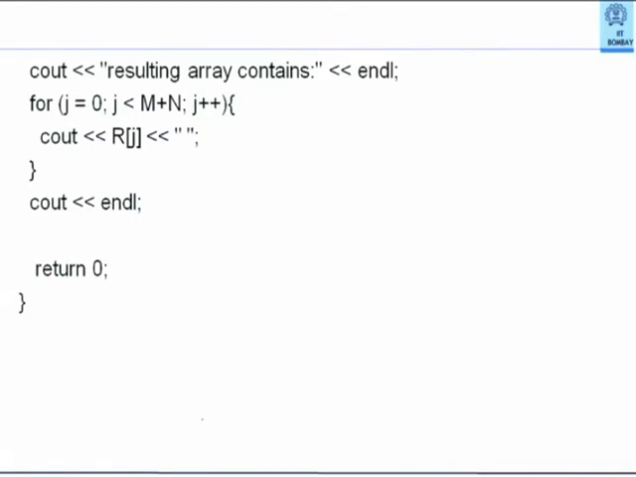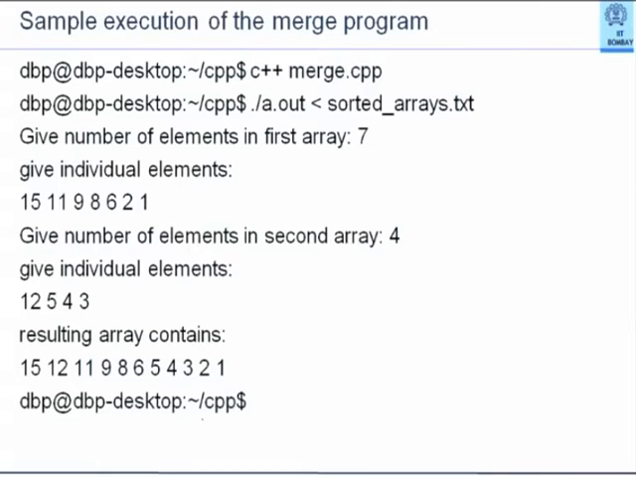So these are the output statements. So this is how I could execute my merge program. This is kit stuff. You can just read it off the Moodle later.